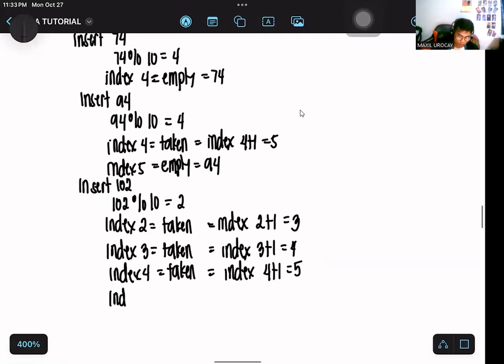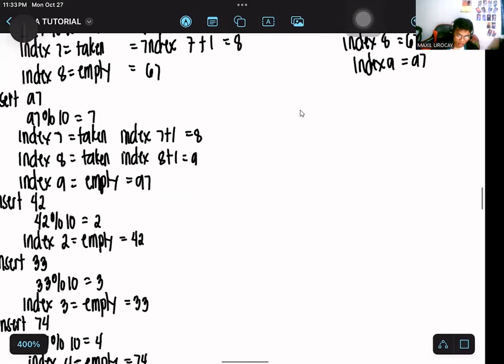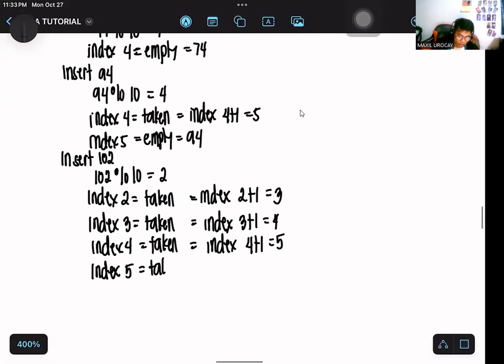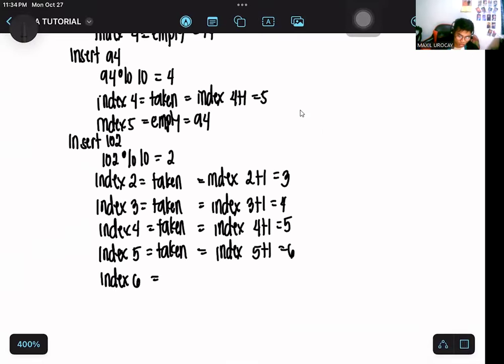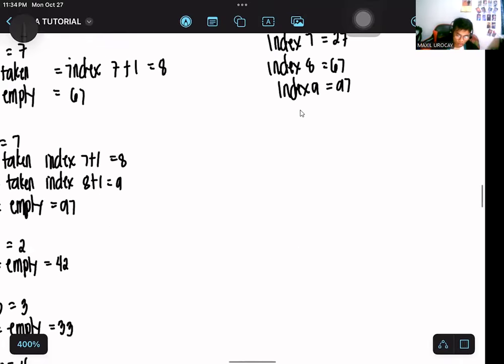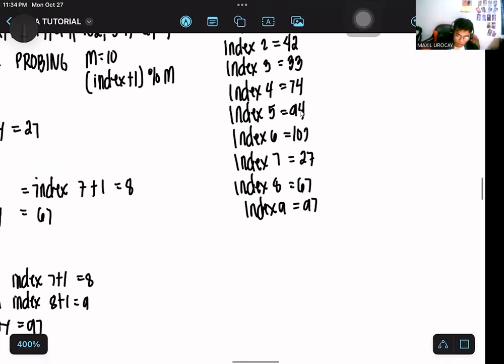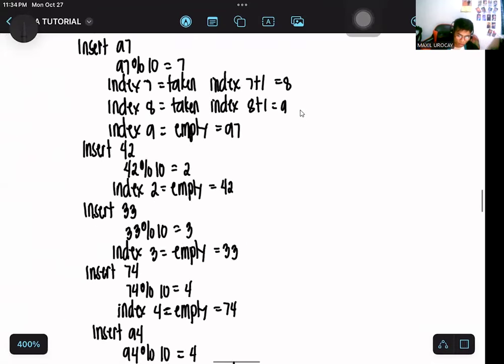So index number 5 is allocated. Therefore you can simply increment, index 5 plus 1, so it will become 6. Check index number 6, that is empty. So therefore we can allocate it in index number 6. So 102 will be placed in index number 6. So afterwards, 34.